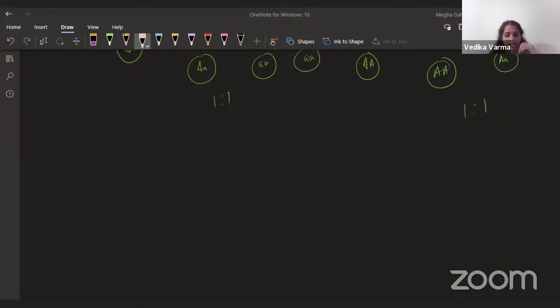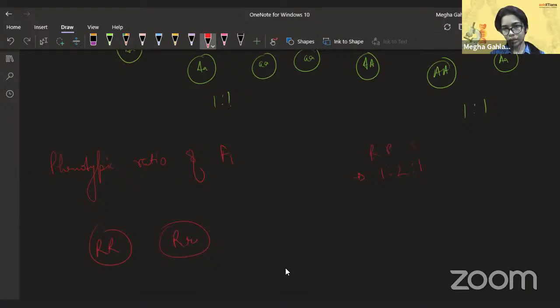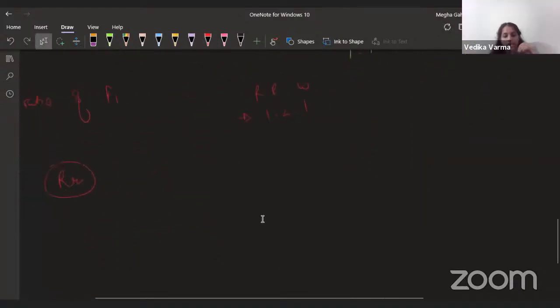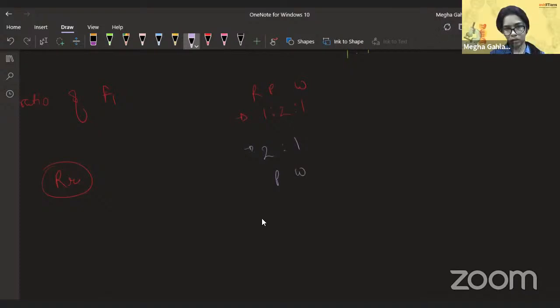The other question, this was another question from principles that everybody kept saying I was wrong. The question was: select the correct phenotypic ratio of the F1 generation when a cross is performed between capital R, capital R, and capital R, small r. The options were: 1 red is to 2 pink is to 1 white; 2 pink is to 1 white; 2 red is to 2 pink; and all pink.